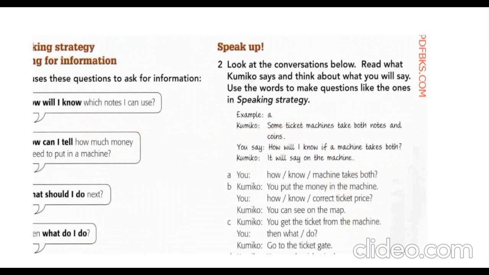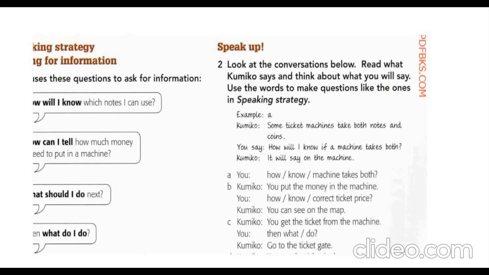Speak Up. With Speak Up, we need to analyze and then synthesize the information that we have just studied. Look at the conversation below. Read what Komiko says and think about what you will say. Use the words to make questions like the ones in the speaking strategy. Example A. Komiko: some ticket machines take both notes and coins. How will I know if a machine takes both?